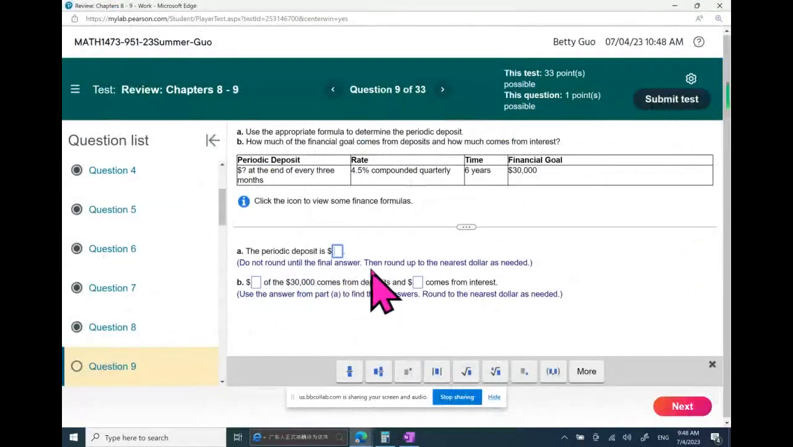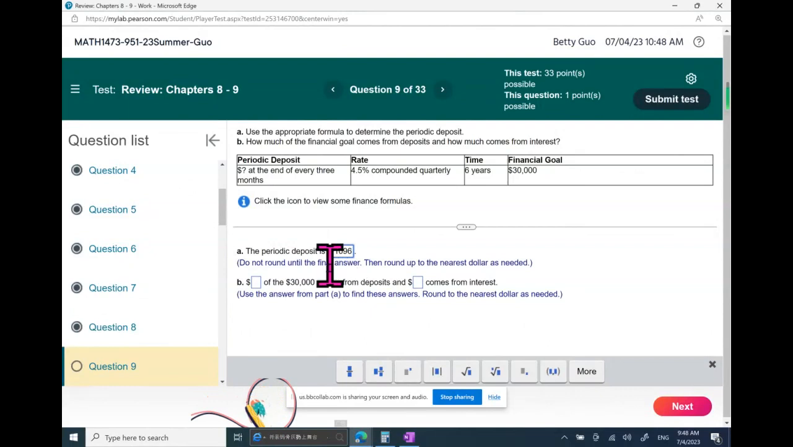Read it here. Do not round until the final answer, then round up to the nearest dollar. Round up to the nearest dollar. I cannot emphasize that enough. If you want to pass test 2, you need to listen to what I said. 1096. Okay, round up to the nearest dollar.